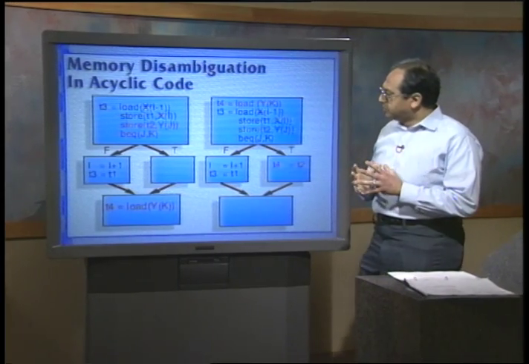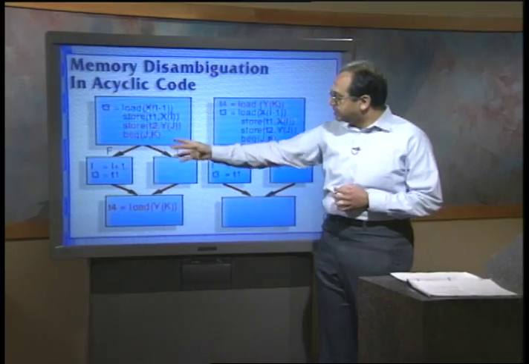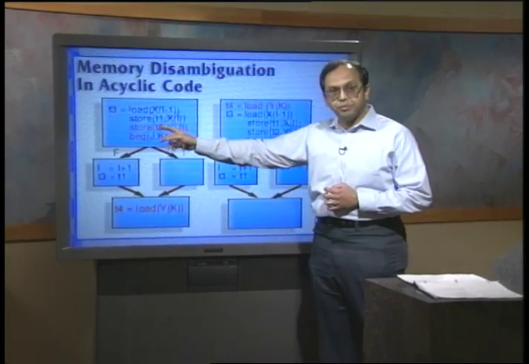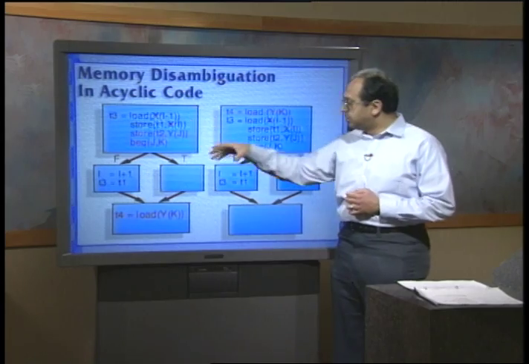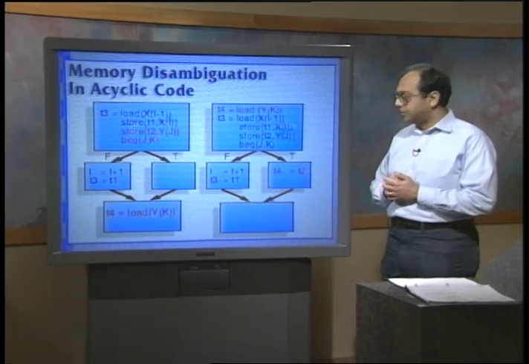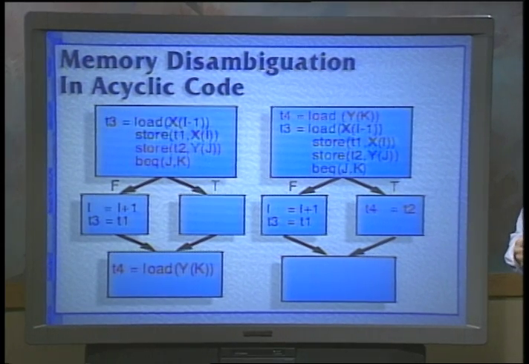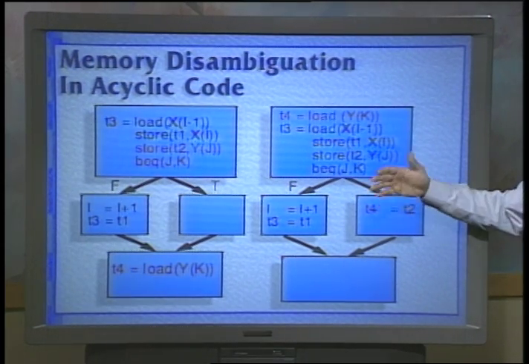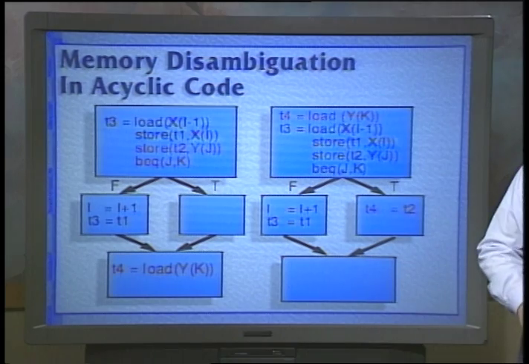So by making use of symbolic evaluation as well as gathering assertions from the branches, we can get a lot of information about the equality of these addresses, and then use that to either eliminate loads and stores or to rearrange the order.